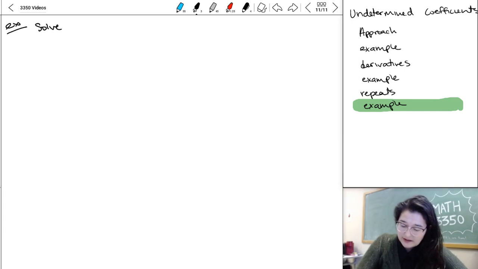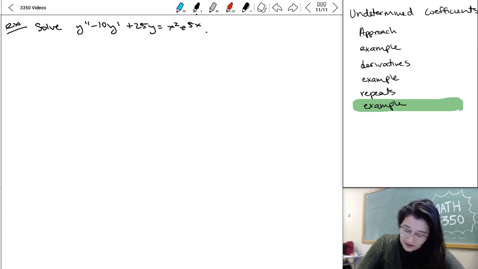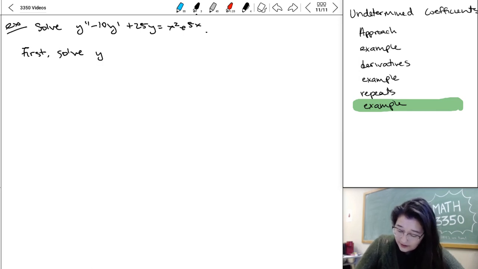So our problem is to solve y double prime minus 10y prime plus 25y equal to x squared e to 5x. And I also want you to see an example where we're actually not given those solutions to start with. And if you're not given those solutions, you need to make sure the first thing you do is solve the homogeneous problem. So we got to solve y double prime minus 10y prime plus 25y equal to 0.